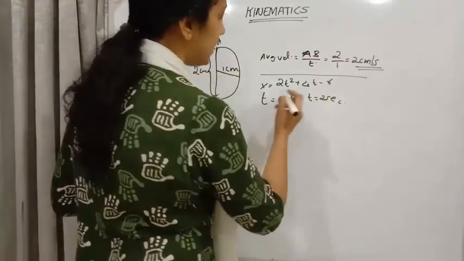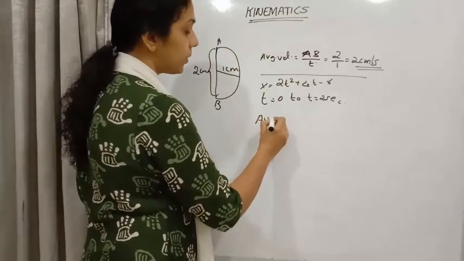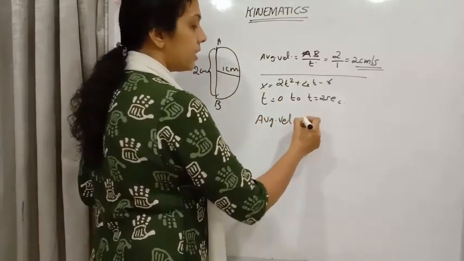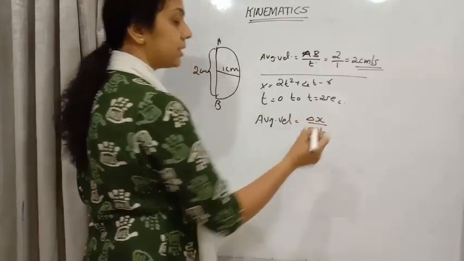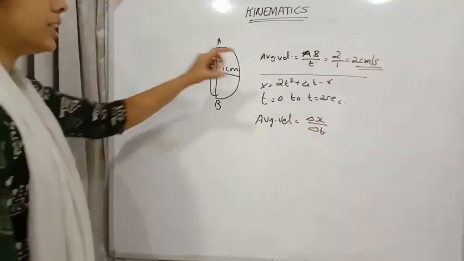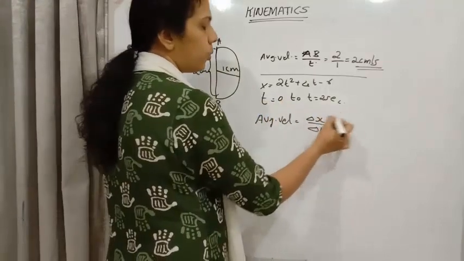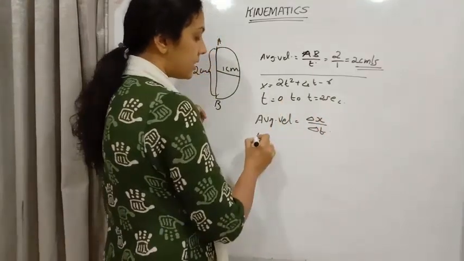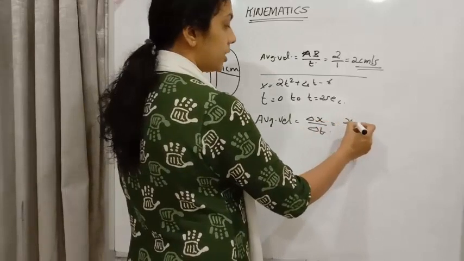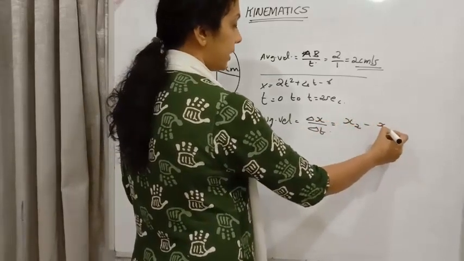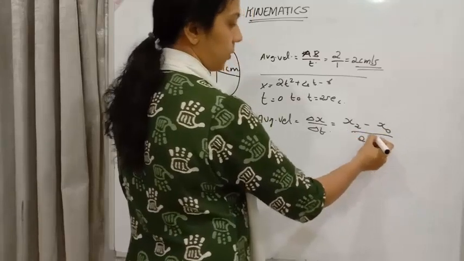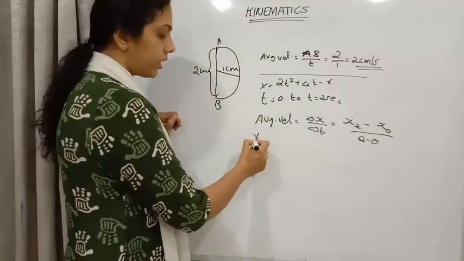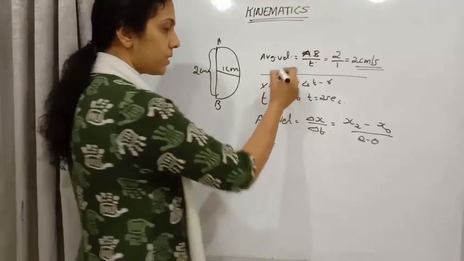Average velocity equals displacement delta x divided by delta t. This is average velocity, right? Change in position, that is x at 2 seconds minus x at 0, divided by 2 minus 0. So first we need to find out x at 2. What is x at 2?